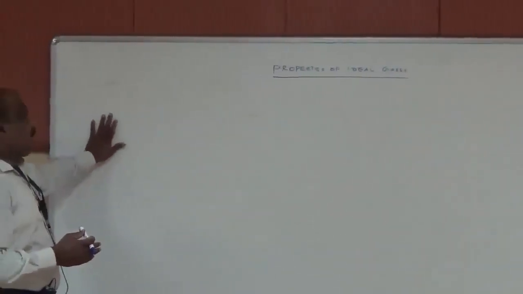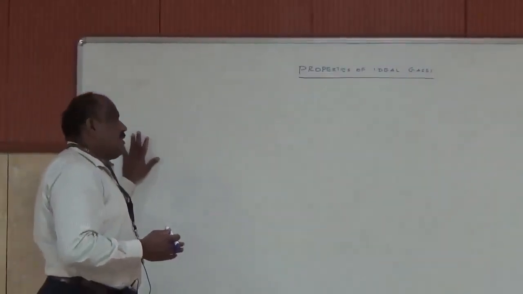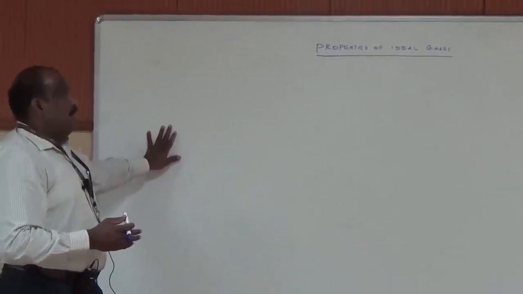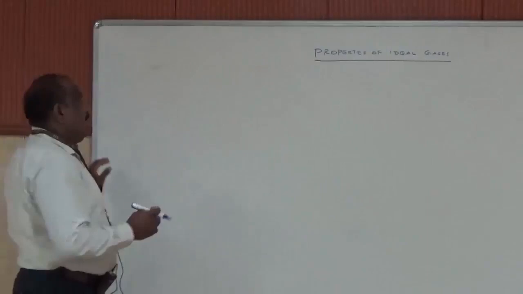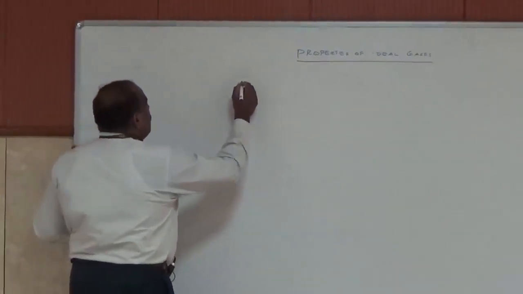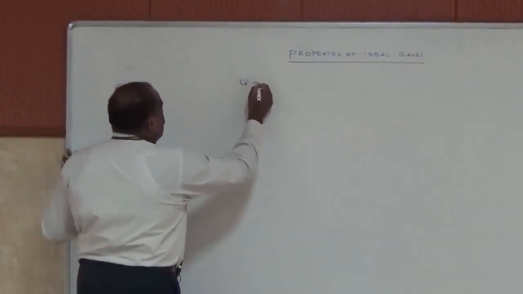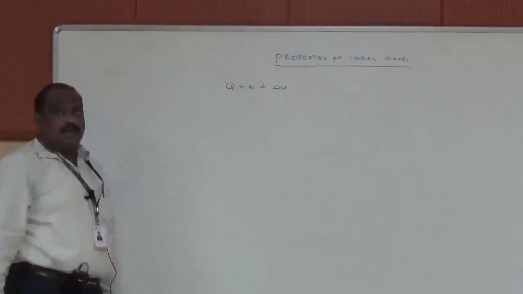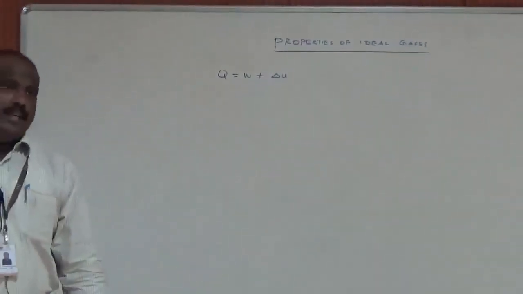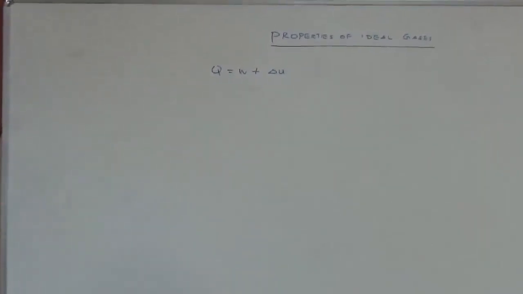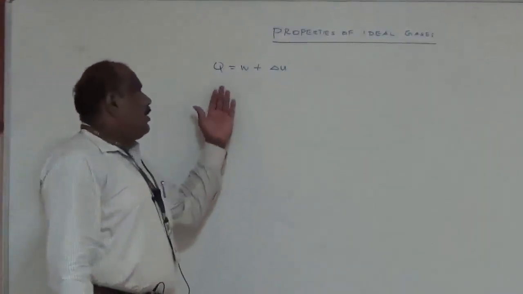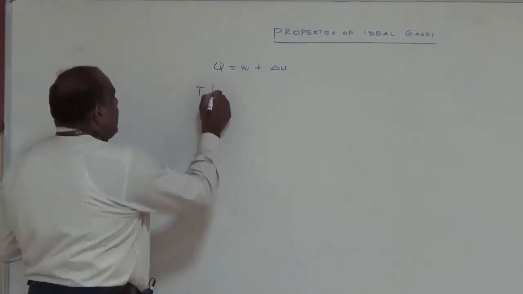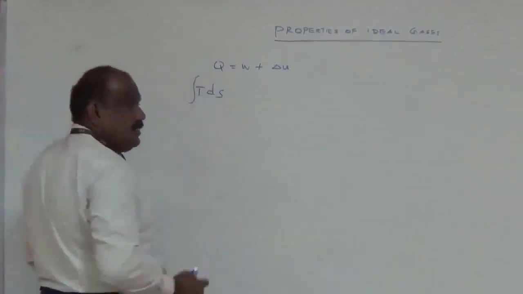Before going to the properties of ideal gases or mixtures, let us derive the entropy change happening during a process. What is the first law of thermodynamics? For a closed system, Q will be equal to W plus delta U. If it is an open system, Q will be equal to W plus delta E. Now what is Q? It is the integral of TdS.